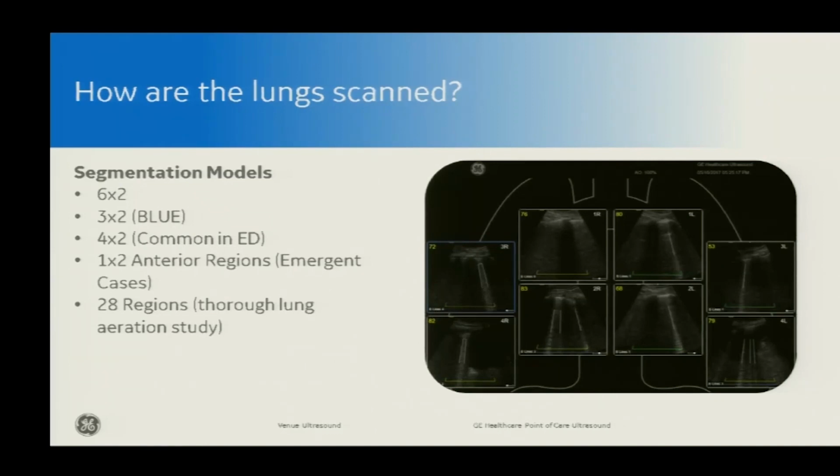And then in emergent cases, oftentimes in the emergency department, they'll quickly just look at 2 anterior zones, 1 on each side. We don't really have a segmentation model that shows that, but that's just common in emergent cases to quickly rule out pneumothorax and to see if there's B-lines present. And then in Italy, there was a 28 region, a very thorough lung aeration study that's frequently done.